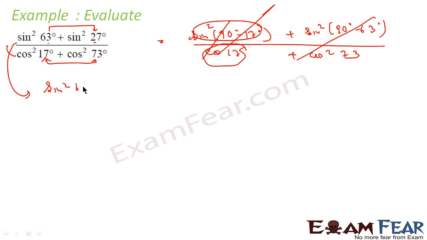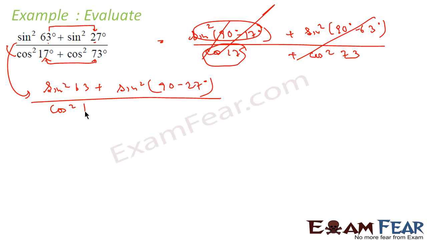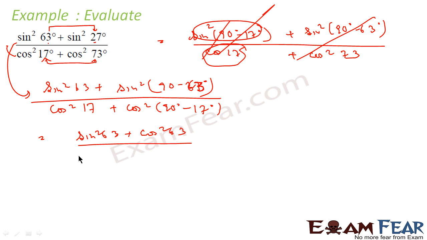This becomes sine square 63 plus sine square of 90 minus 27, by cos square 17 plus cos square of 90 degree minus 17 degree, 90 minus 63 actually. Why? Because this is forming a pair, 90, 63 and 27. So this comes out to be sine square 63 plus cos square 63 by cos square 17 plus sine square 17. Sine square theta plus cos square theta is equal to 1. Cos square theta plus sine square theta is equal to 1. So 1 by 1 is equal to 1 and that is the answer.